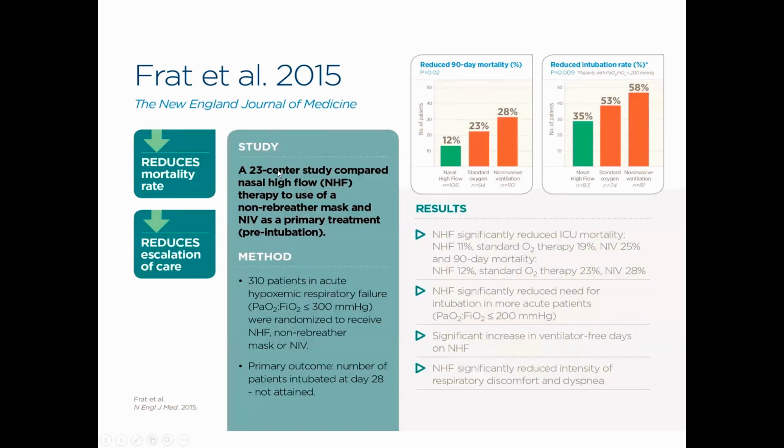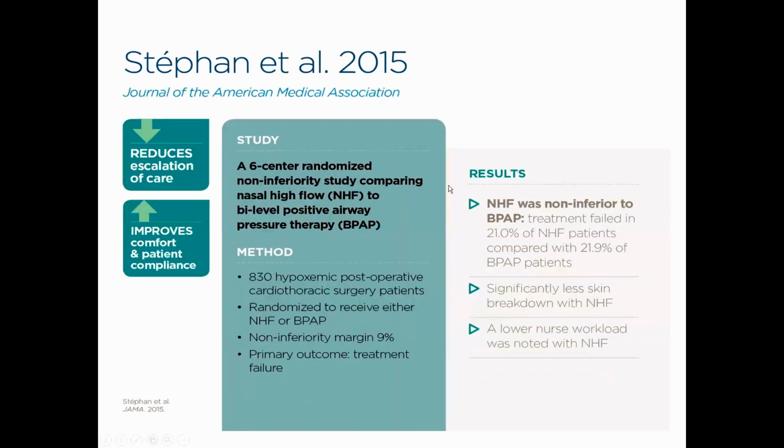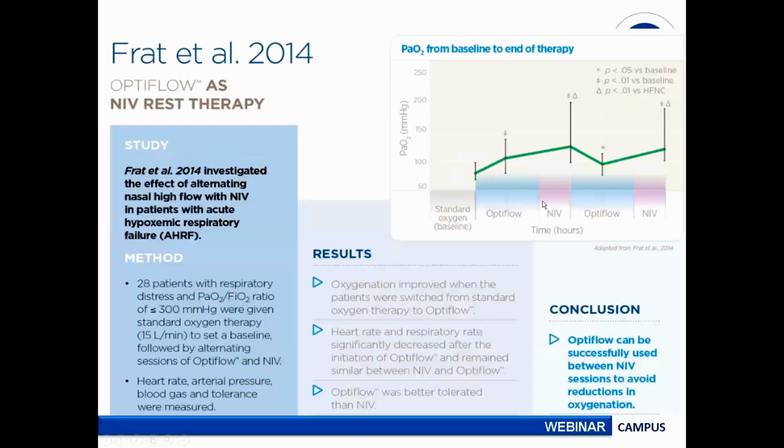In this study, a 23-center study comparing the nasal high flow to the use of non-rebreather mask and NIV as a primary treatment, which again resulted in the high flow significantly reducing the mortality, reducing the need for intubation, and a significant increase in ventilator-free days. This is another study again. It was showing non-inferiority to NIV.